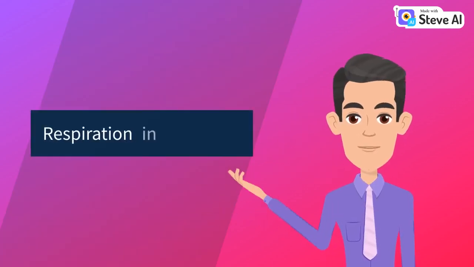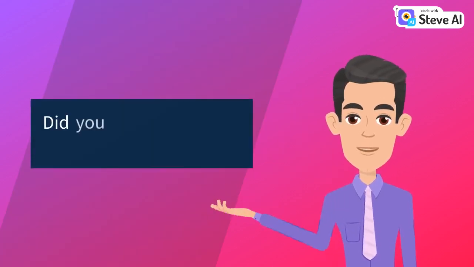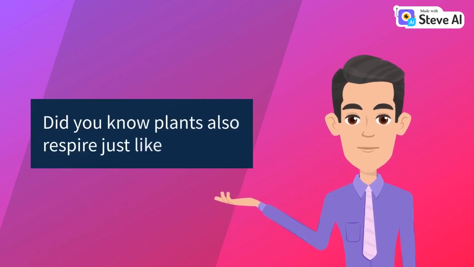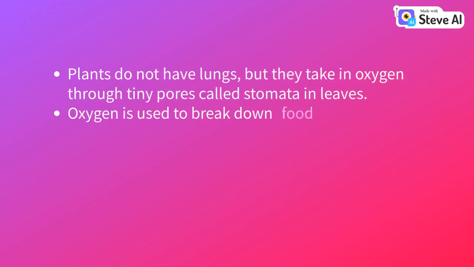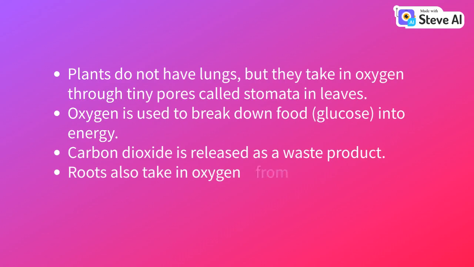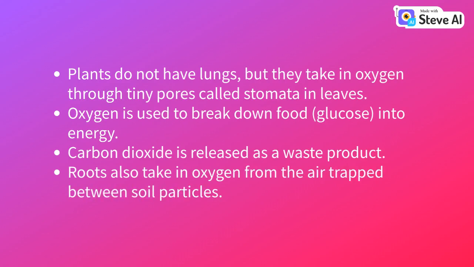Respiration in plants. Did you know plants also respire just like us? Plants do not have lungs, but they take in oxygen through tiny pores called stomata in leaves. Oxygen is used to break down food, glucose, into energy. Carbon dioxide is released as a waste product. Roots also take in oxygen from the air trapped between soil particles.